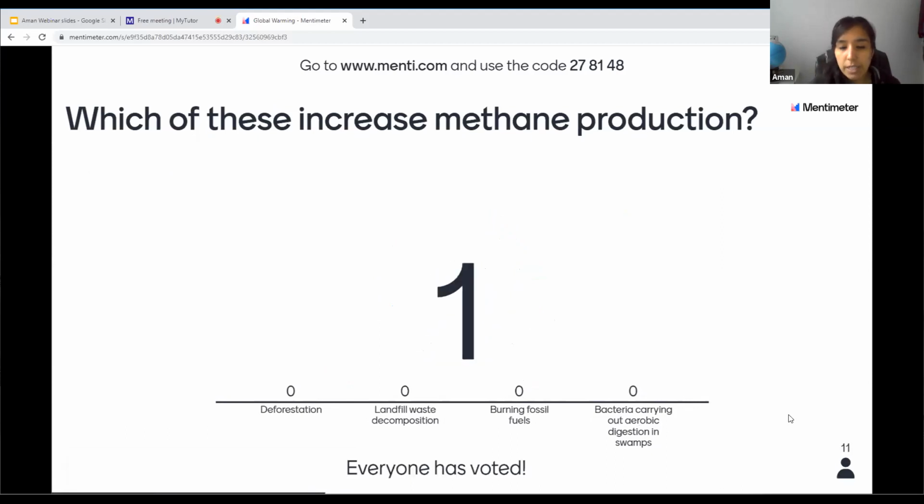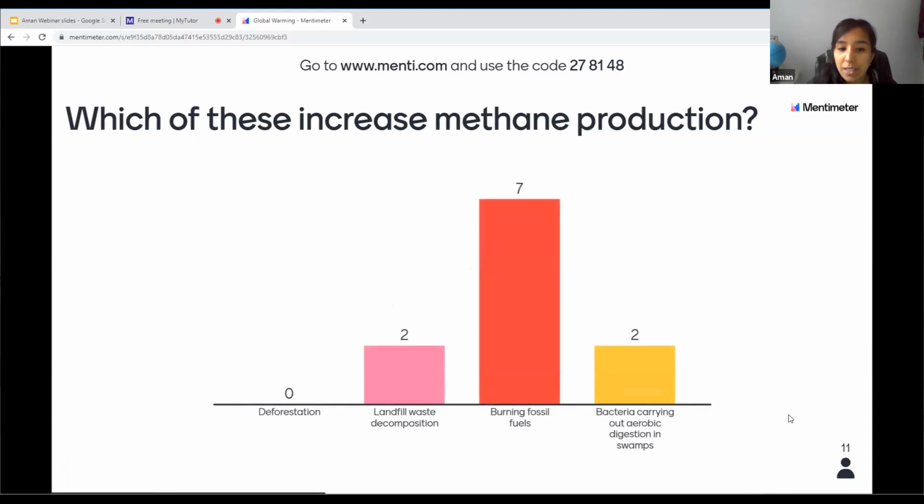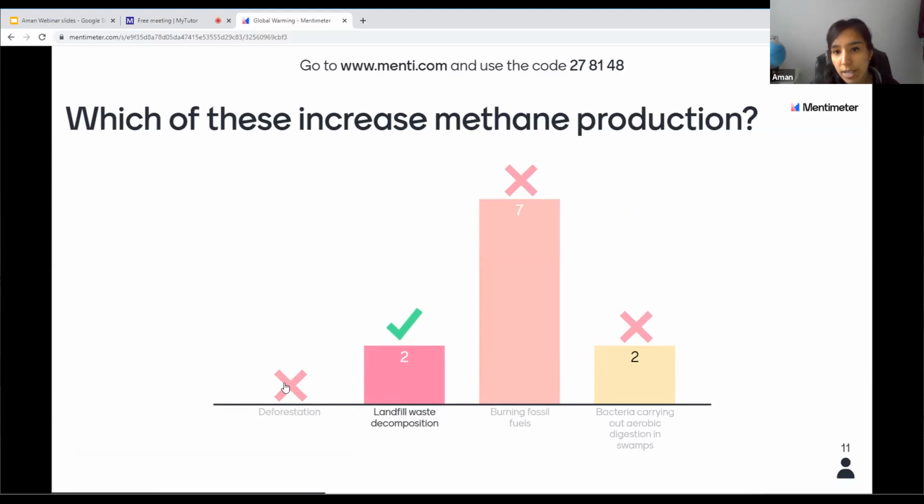Okay, so everyone's voted. So the answer is landfill waste decomposition. Okay, so deforestation, no one put that. But deforestation means the cutting down of trees, and the reason that that does increase global warming and greenhouse gases is because it releases carbon dioxide. So you remember we need trees to take in carbon dioxide.